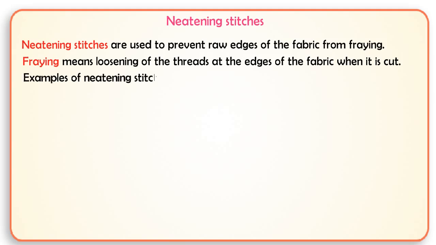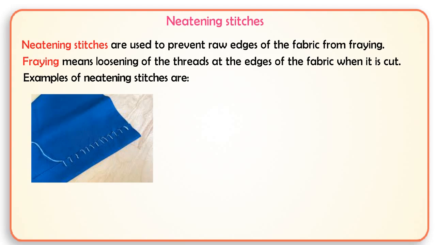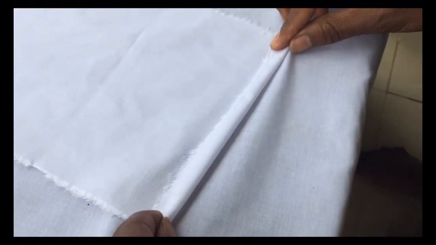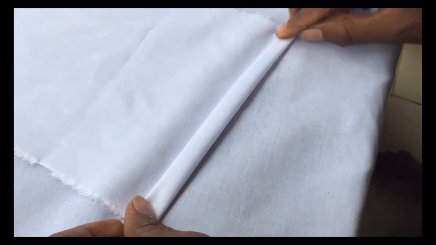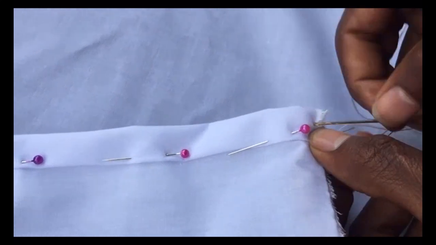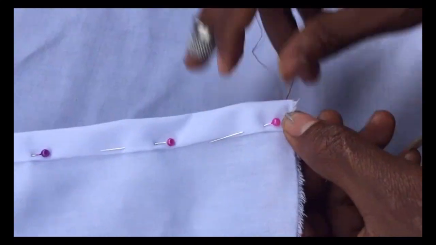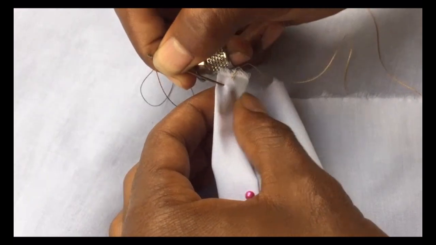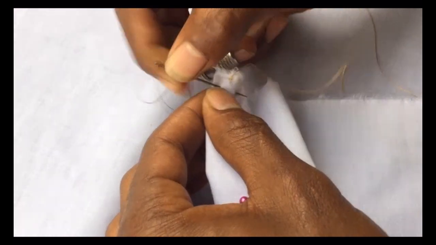Examples of neatening stitches are hemming stitch and loop stitch. Fold the edge of the fabric and make a double stitch at the start to reinforce. Make a first stitch and pull the thread gently to leave a small loop.